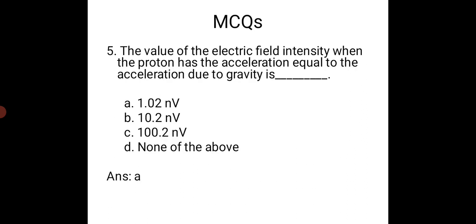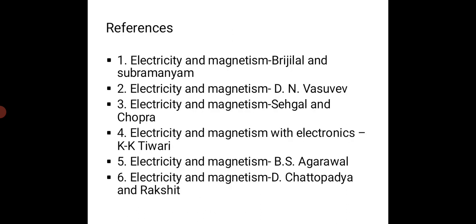The value of the electric field intensity when the proton has acceleration equal to the acceleration due to gravity is 1.02 nanovolt. So, for this detailed study, you can refer to the list of reference books given.